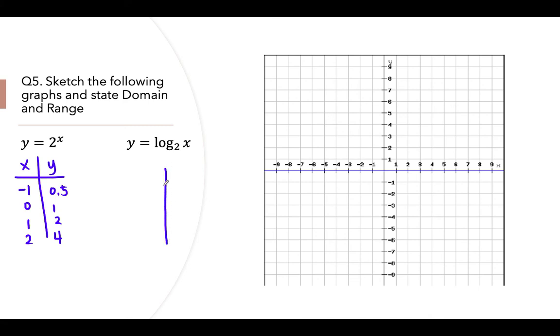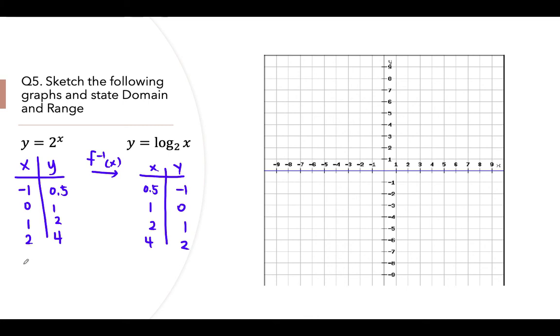Now for logarithmic, what I'm going to do is an inverse. So what that means is x now becomes y and y becomes x. So let's switch them. It's going to be (0.5, negative 1), (1, 0), (2, 1), and (4, 2).